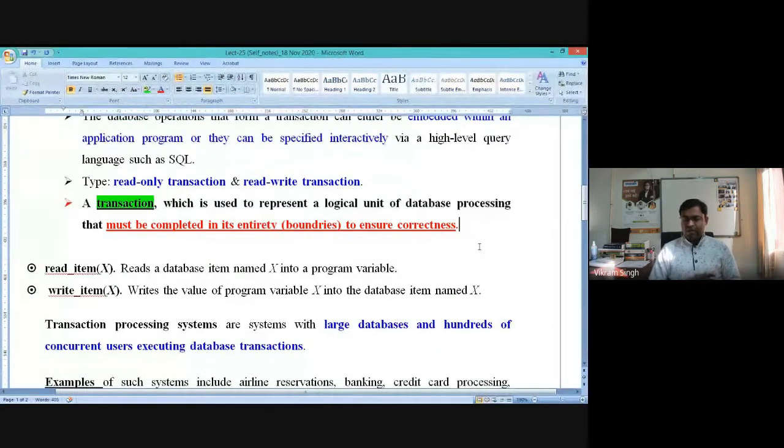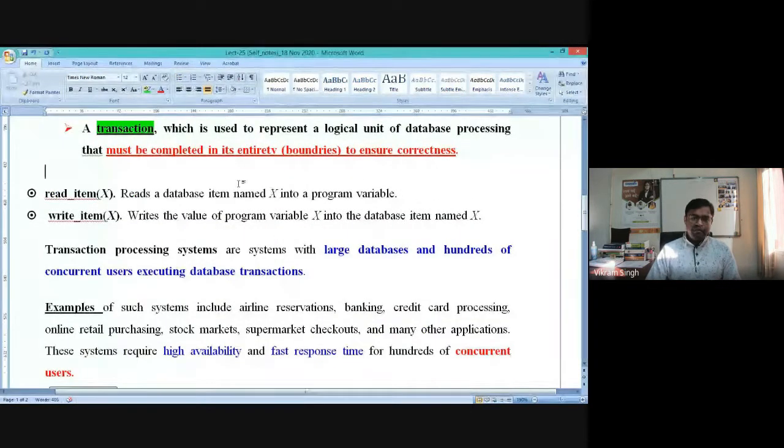Because if we fail to complete the transaction, these values will become incorrect. If your system is not able to complete it to the boundary, then the values on which we have performed manipulation will become incorrect, invalid, right?